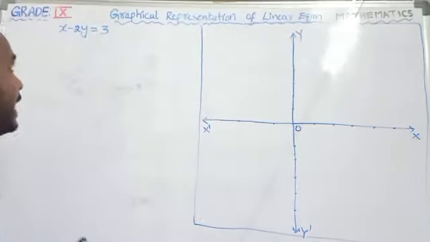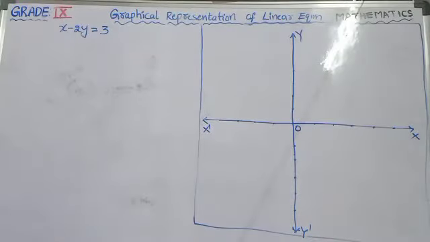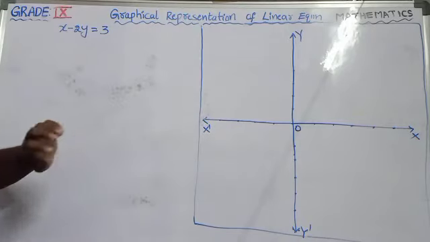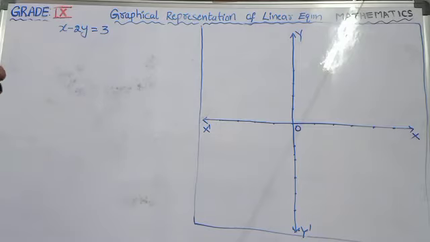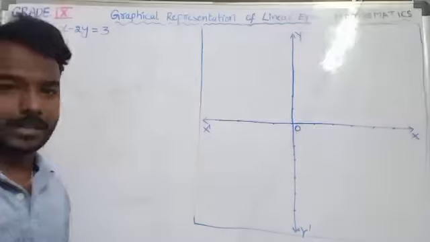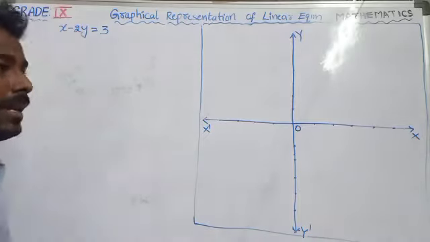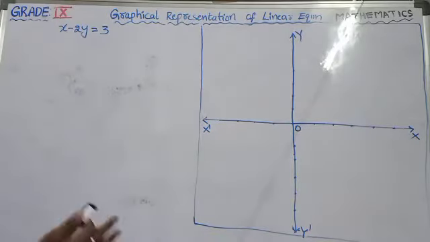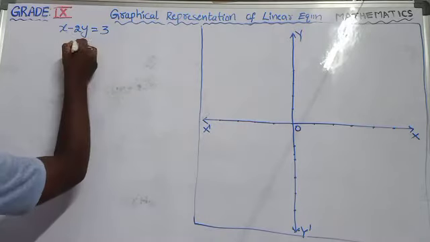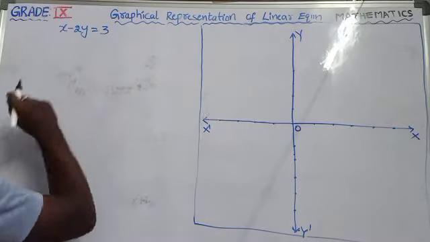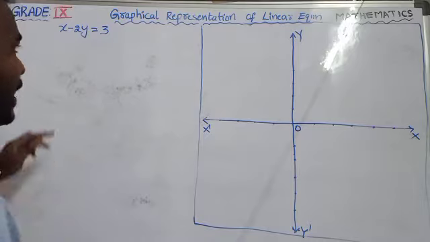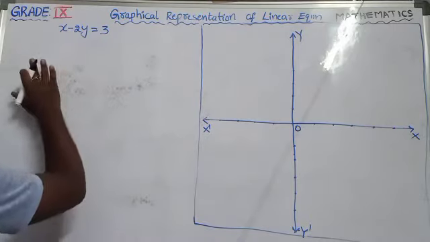So I have taken an example, x minus 2y equals 3, as a linear equation in two variables. First of all, whenever you want to draw a graph for this, you need to convert one variable in terms of another variable. Generally, we consider y equals something in terms of x, so I'm following that manner now. We need to write y as the subject, so y equals in terms of x.